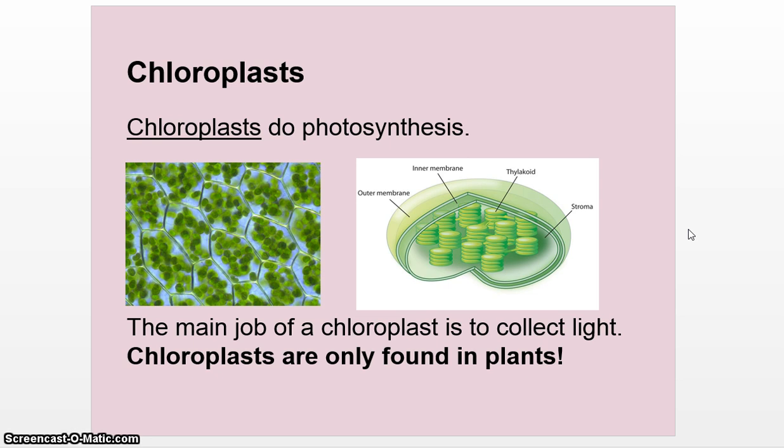But the main job of a chloroplast is to collect light. In order to do photosynthesis, you need carbon dioxide and light and water to start with. The chloroplast gets the light. Important note here, chloroplasts are only in plant cells. You do not have chloroplasts because you are not a plant.